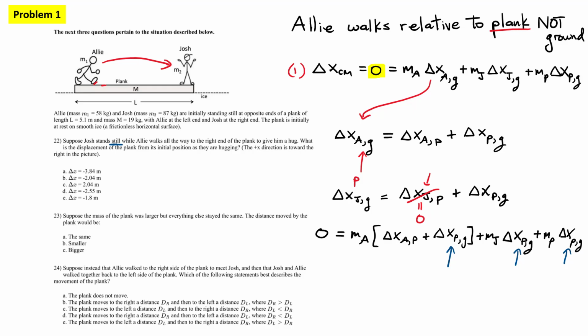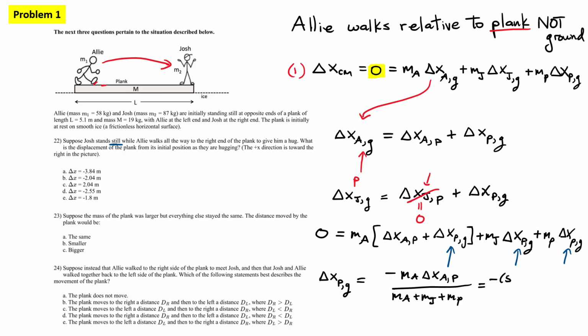Bring this term over here, the displacement of Ali relative to the plank multiplied by the mass of Ali, to the other side. So be careful with the algebra over here, but if you take your time, you should get this. The displacement of the plank relative to the ground is given by minus M_A times the displacement of Ali relative to the plank, and now divided by, look at all the three terms, the mass of Ali plus the mass of Josh plus the mass of the plank. And now we're in a position to substitute our numbers into this expression.